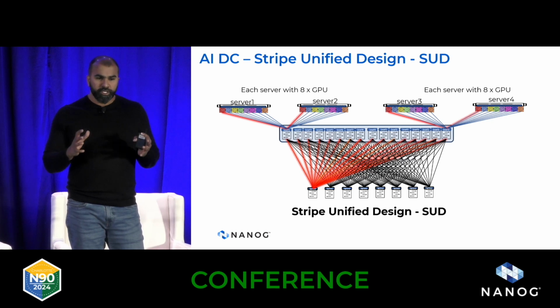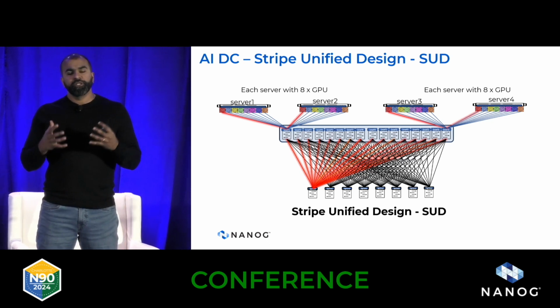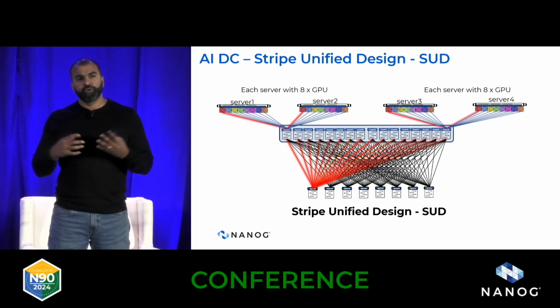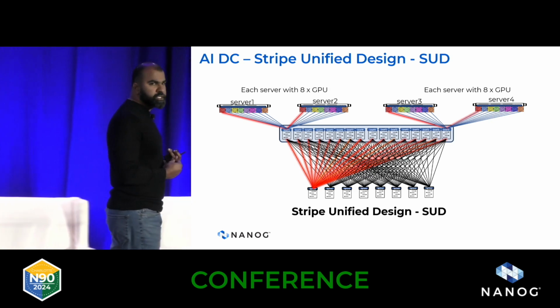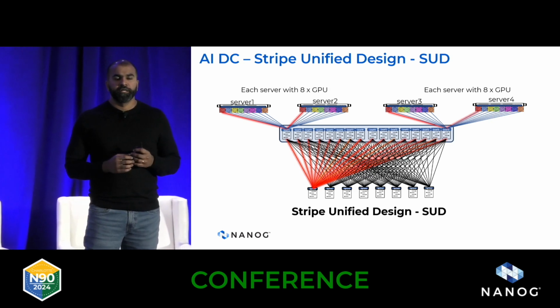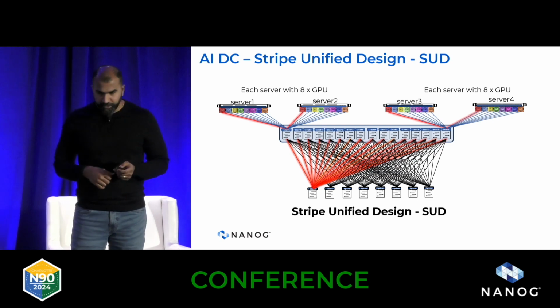of course you know why we need a data center fabric for AI, but for the fabric and the GPU, how are we going to connect them? There are two parts. One is the stripe unified design, the other is the stripe optimized design. There are pros and cons, and it depends upon what your server and GPU cluster connectivity is.